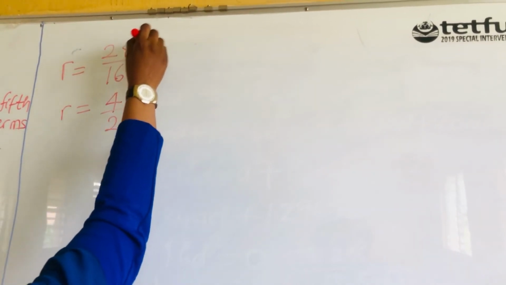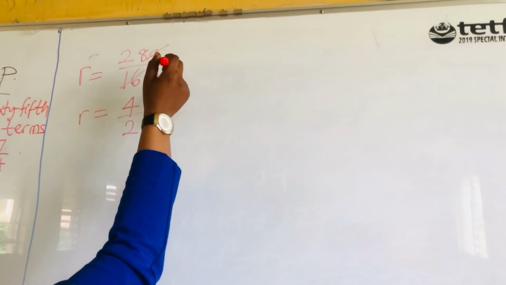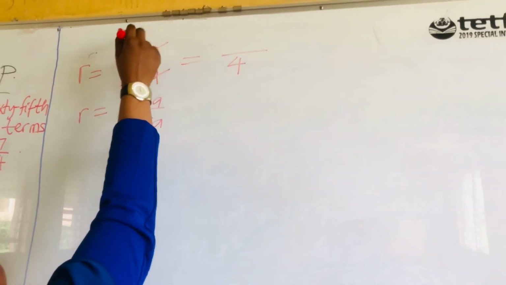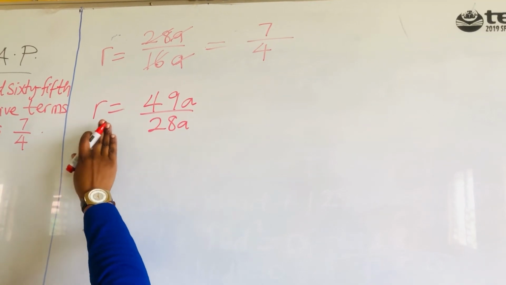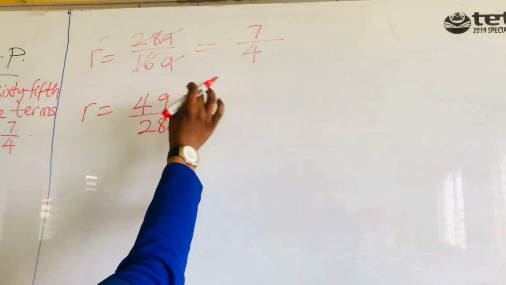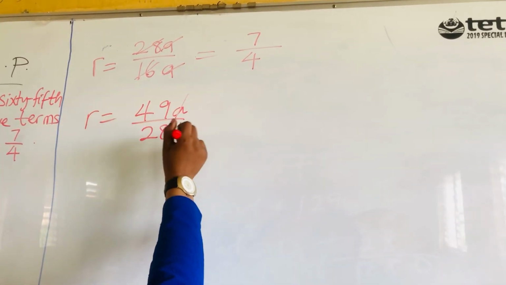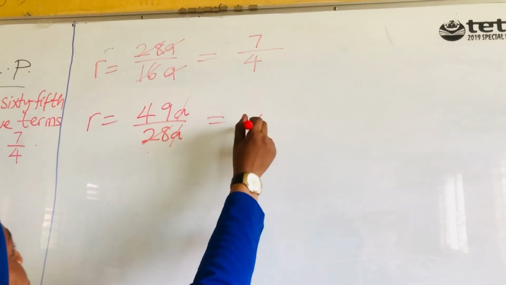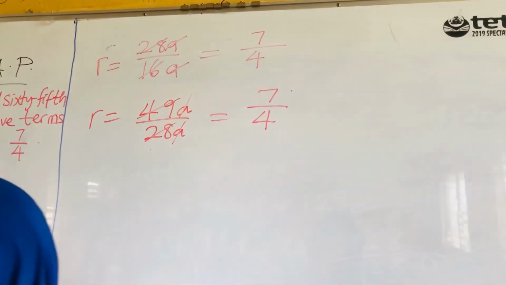So here, a cancels a. What do they have in common? 4. 4 in 16, 4. 4 in 28, 7. So, and here also, the common ratio is still the same thing as the third term divided by the second term, which is 49a divided by 28a. So here a cancels a, and here 7 in 28, 4. 7 in 49, 7.